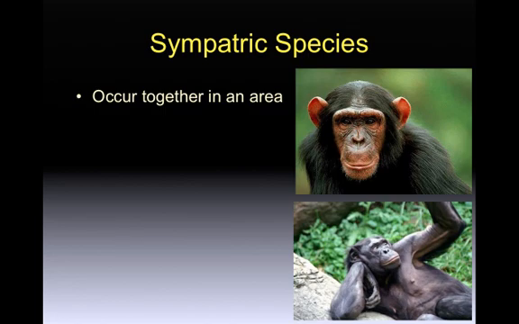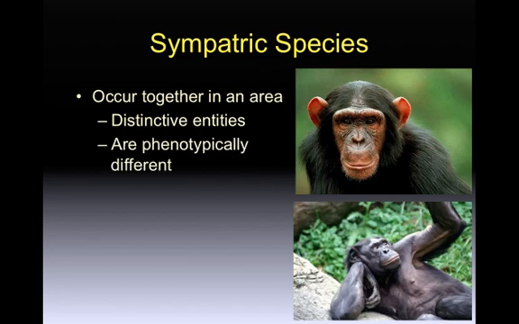So these are what we call sympatric species. Sympatric species, by definition, occur together. They are, like I said on the previous slide, distinctive. They do not typically blend together or hybridize very often or very successfully with other species. They tend to be phenotypically different, at least to us.